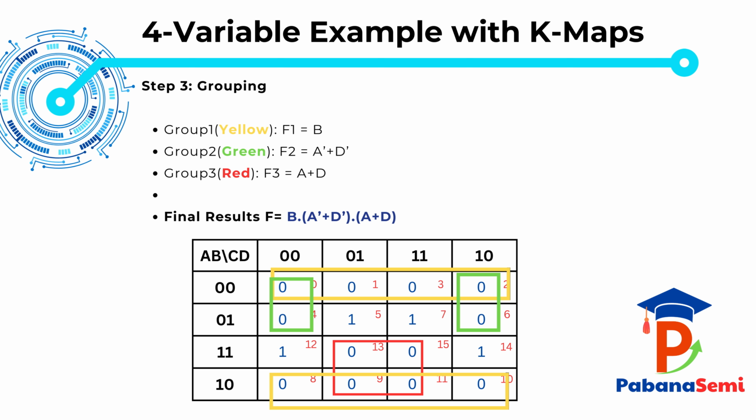Key takeaway. Maxterms group zeros. Each zero group gives one sum term. Final result is the product of sum terms.